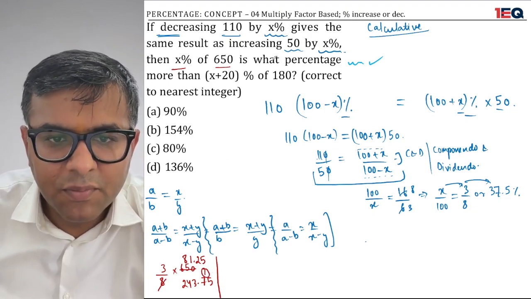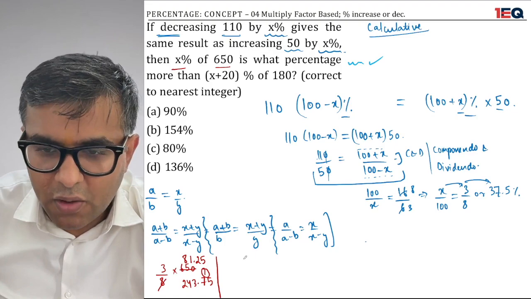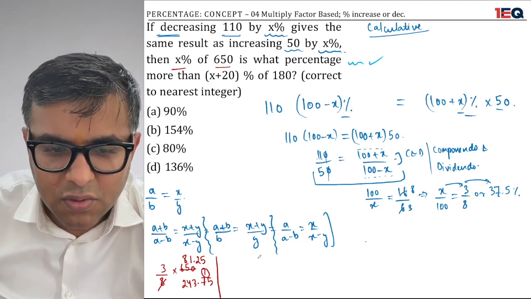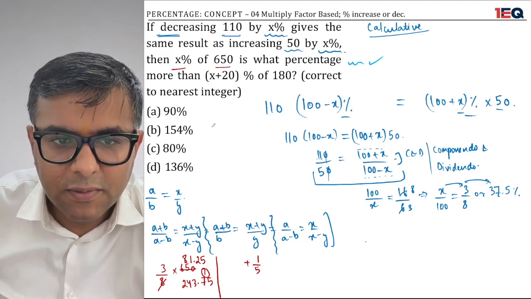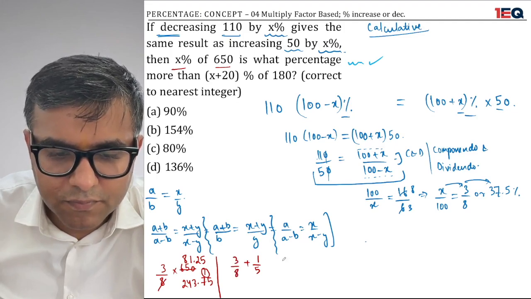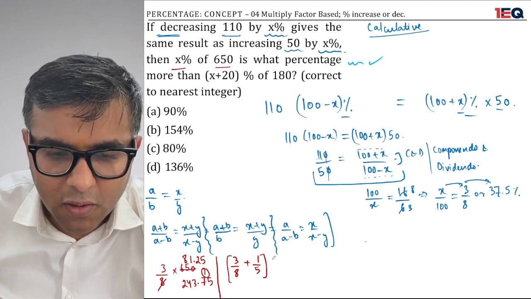And secondly, x plus 20 percent of 180. Now here 20% is also in the equation. So I will write 20% as 1 by 5 plus x percent is 3 by 8. I have to multiply this by 180.